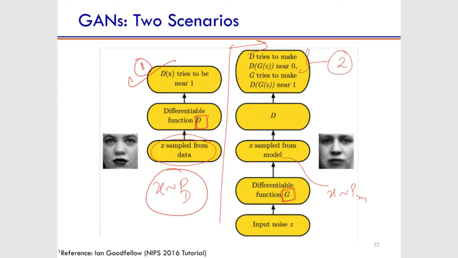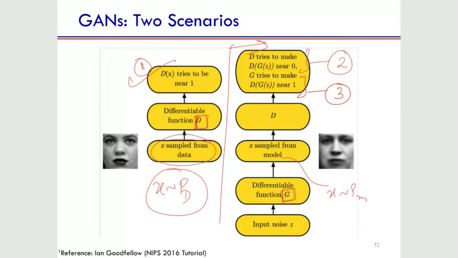For data generated by this opponent G, X is generated by the opponent G, D tries to make the score close to 0, and G itself tries to set itself up, maybe change, learn something. It'll also have parameters. It'll change itself so as to indirectly try to make D output 1.